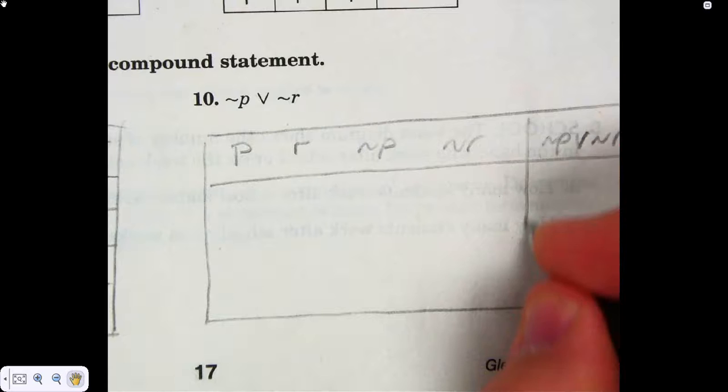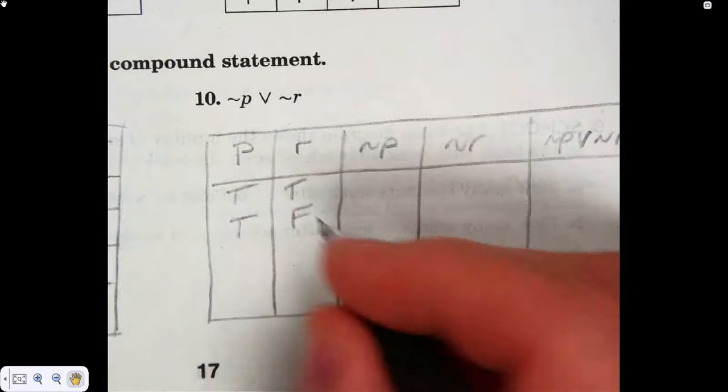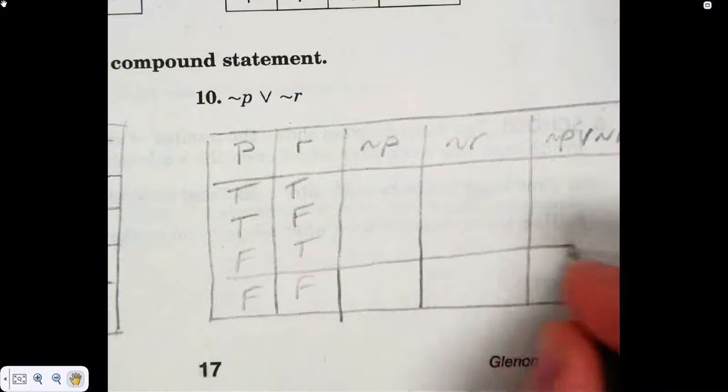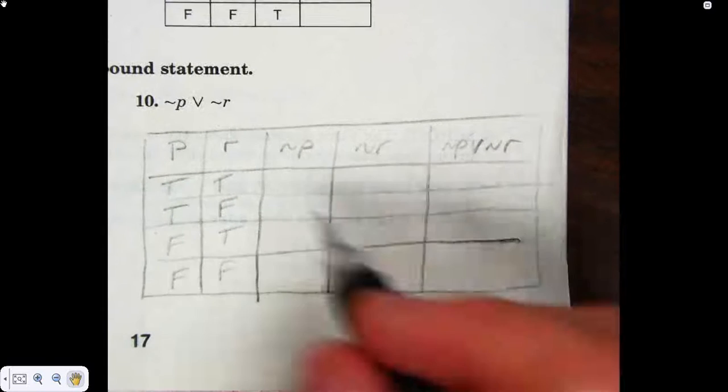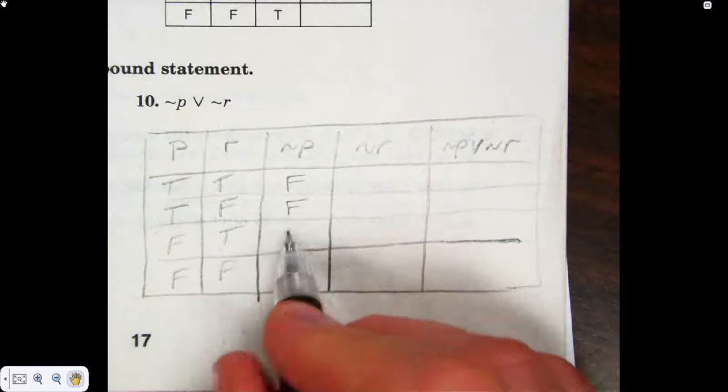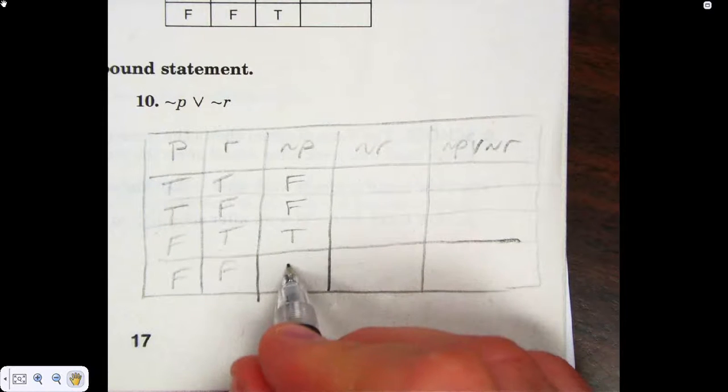You guys see how that works? Well, you can have both of them true. One true, the other one what? False. First one false, second one true, and then both of them what? Not the prettiest table you ever seen in your life, but it'll work. Okay, not P. What would this be? True. Okay. Not R. False. True. False. True. Okay.